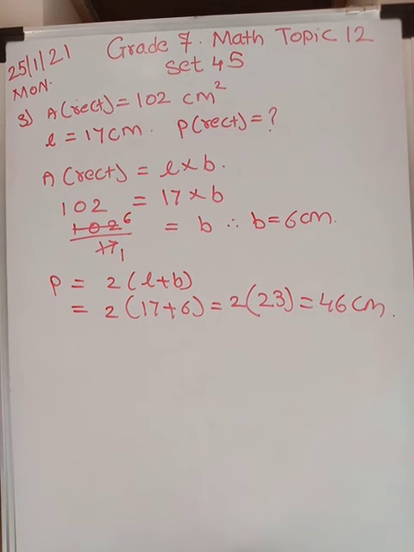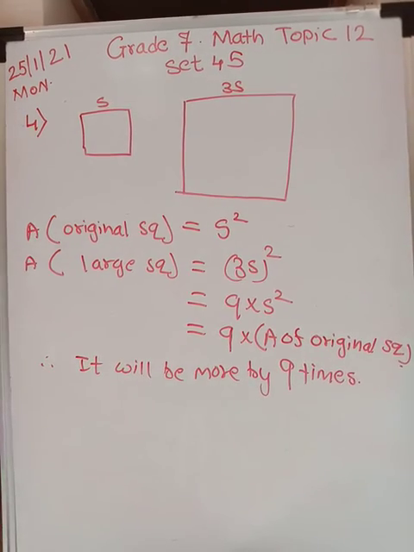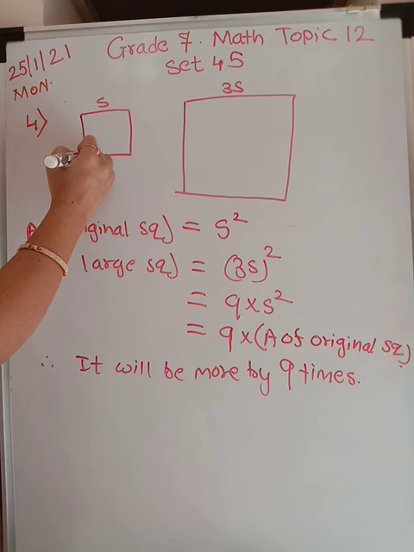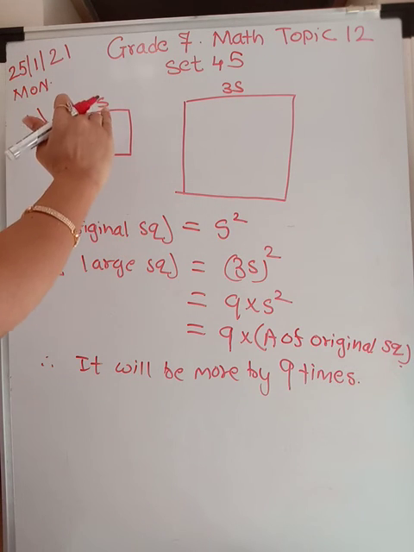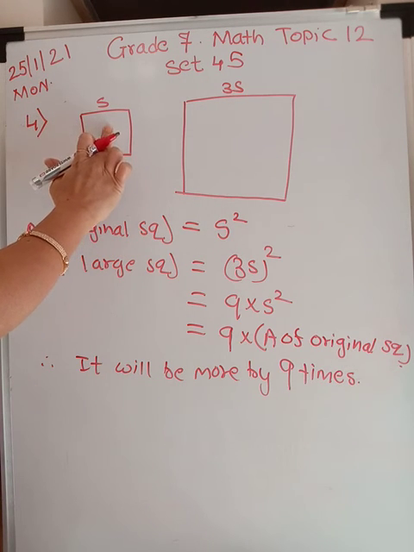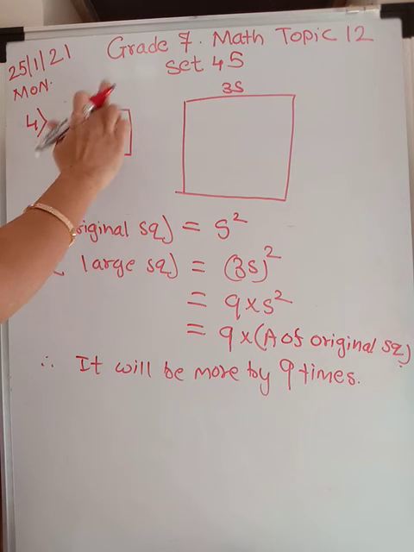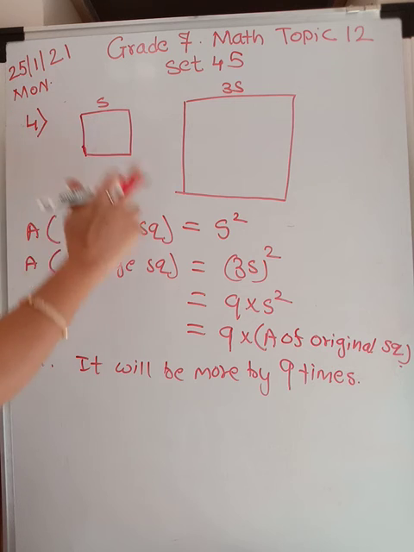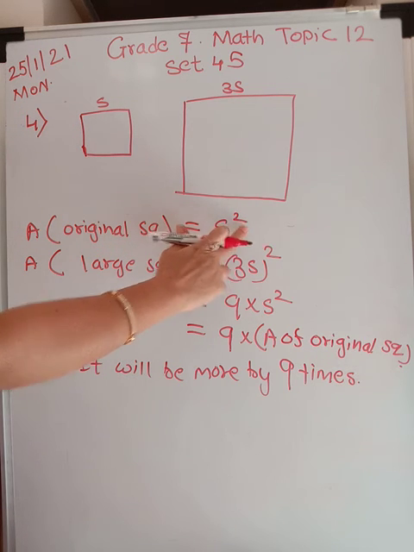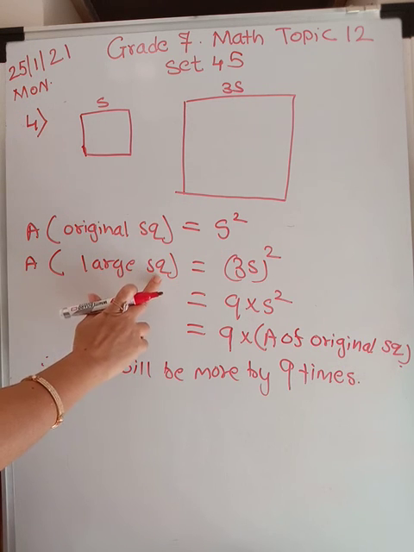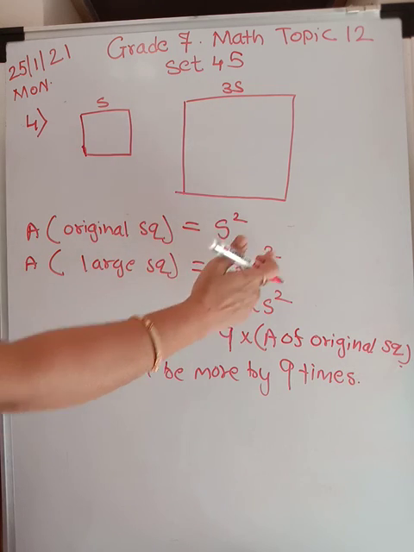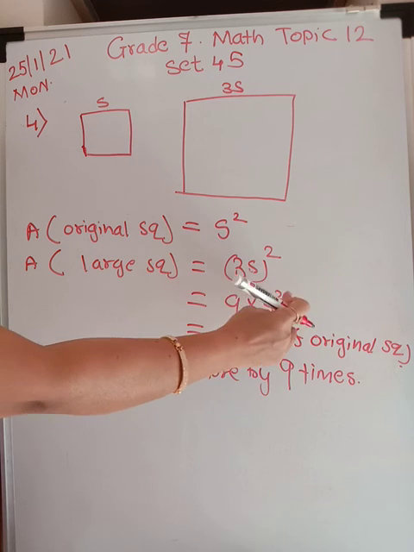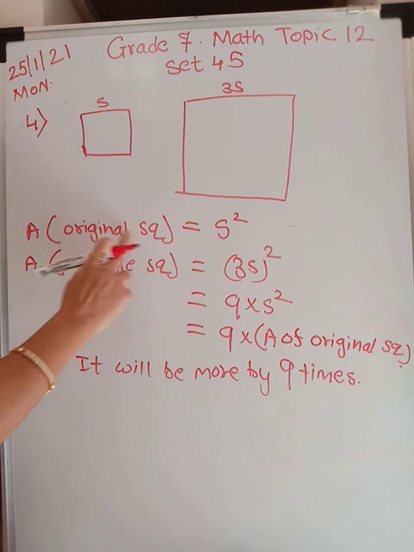Okay. Now see the next problem. Initially one square is there. Alright, and we have another square whose side is tripled compared to the original square. So if original square side is S, new square side would be 3S. So what is area of original square? It is side square, so S square. And what is area of this large square? Now its side is 3S, so it will be 3S square. 3 square is 9, so 9 into S square. But S square is nothing but area of original square.